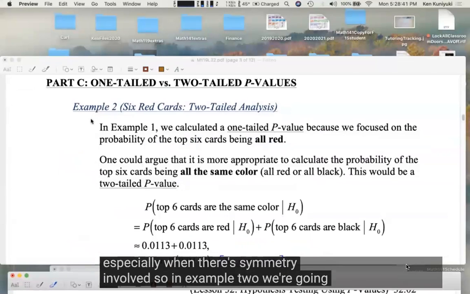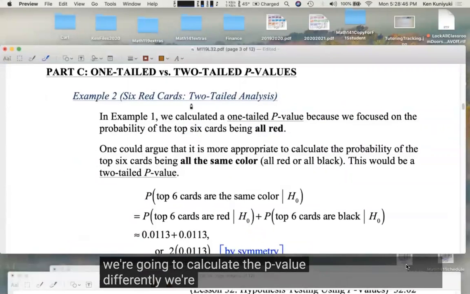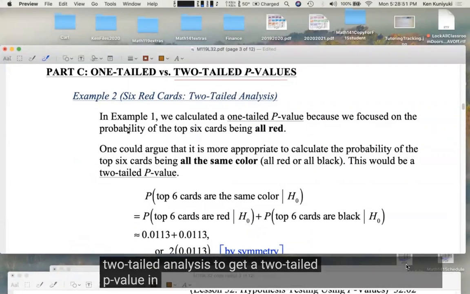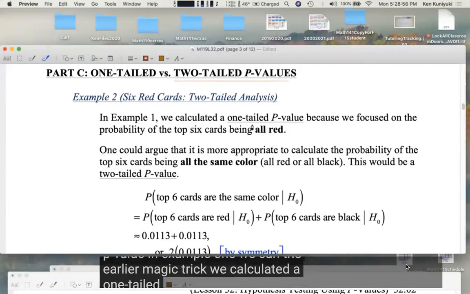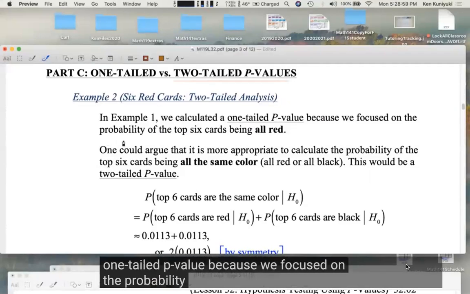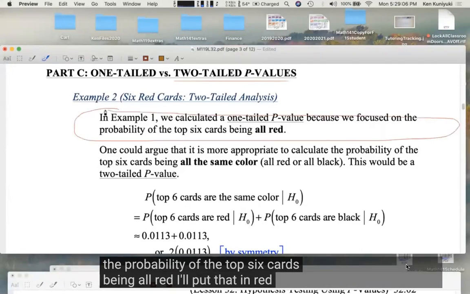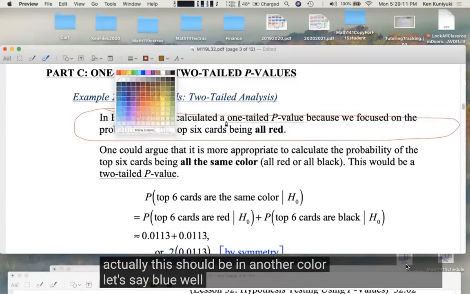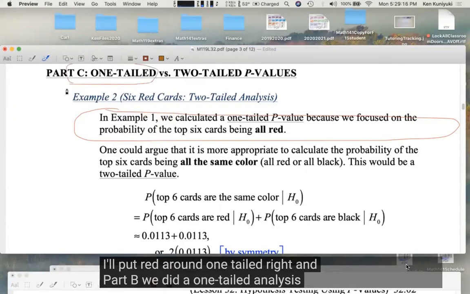So in example 2, we're going to revisit the 6 red cards example, but we're going to calculate the p-value differently. We're going to use a two-tailed analysis to get a two-tailed p-value. In example 1, the earlier magic trick, we calculated a one-tailed p-value because we focused on the probability of the top 6 cards being all red. I'll put that in red. Actually, this should be in another color. Let's say blue. Well, okay, so I'll put red around one-tailed, right? In part B, we did a one-tailed analysis.